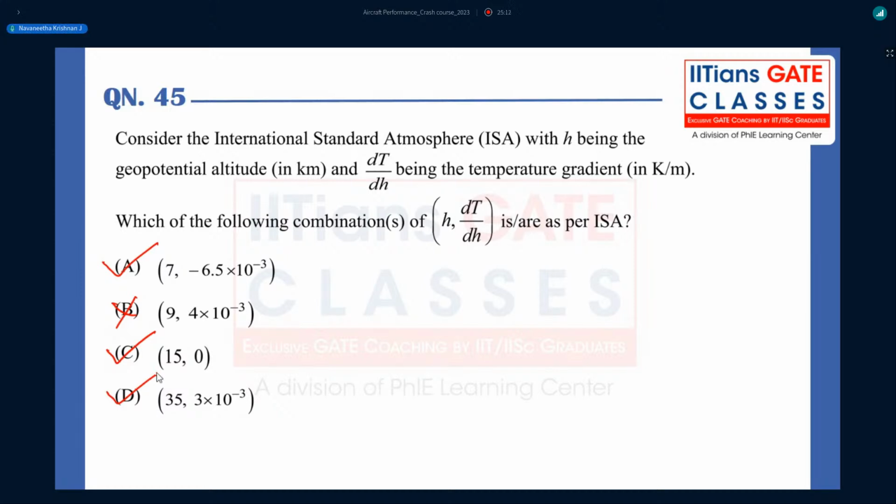So the correct answer for question number 45 is option A, C, and D. All these three options are correct. Only option wrong is option B. Okay.